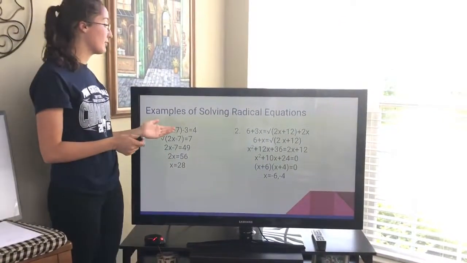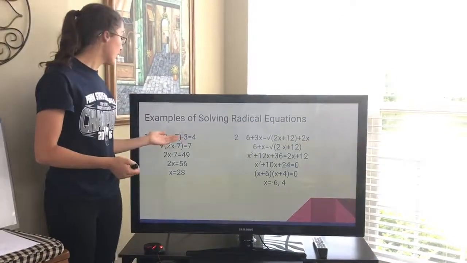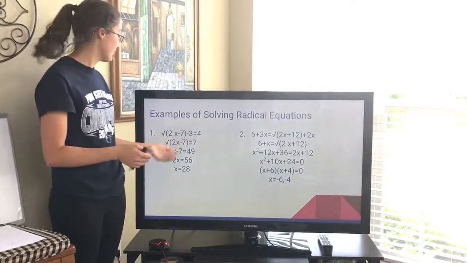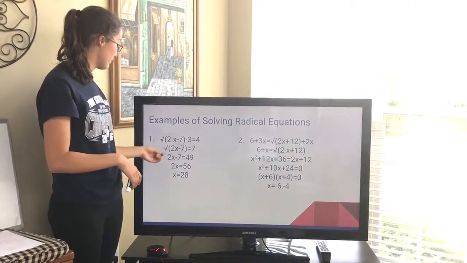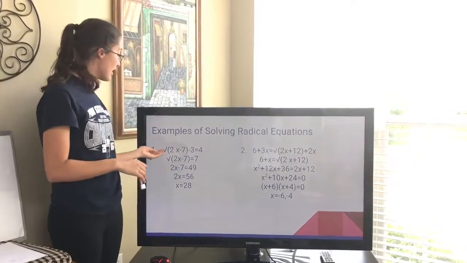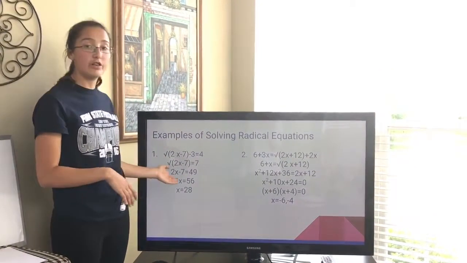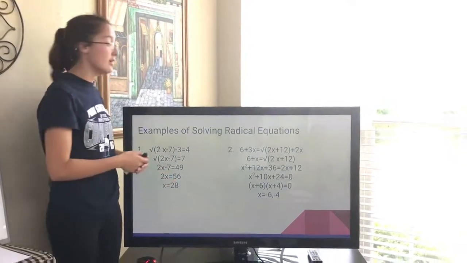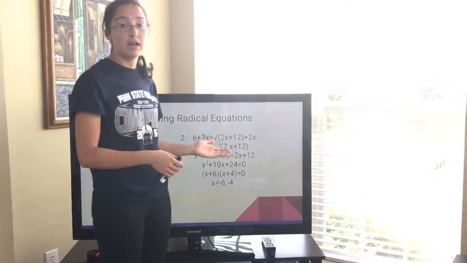Now let's try some examples of solving radical equations. In our first example, to isolate the radical, we're going to add 3 to both sides. Next, we're going to square both sides of the equation to eliminate the radical completely. Then, we're going to solve it like a regular equation, and after checking for extraneous solutions, we get x equals 28.